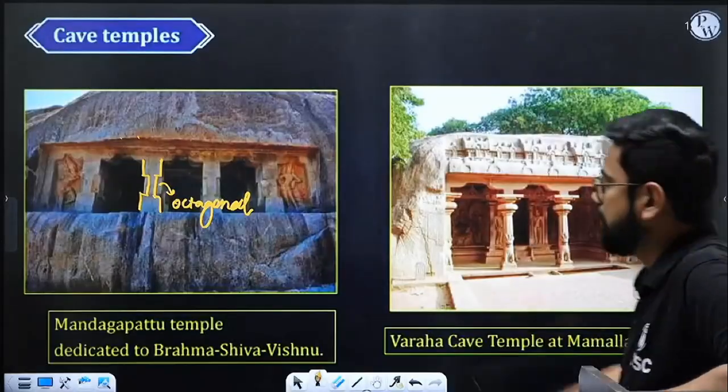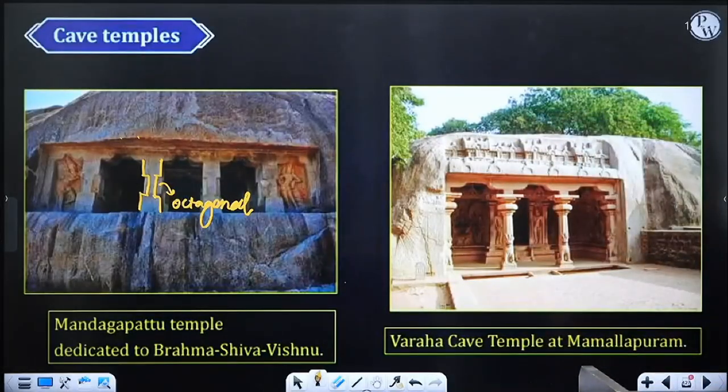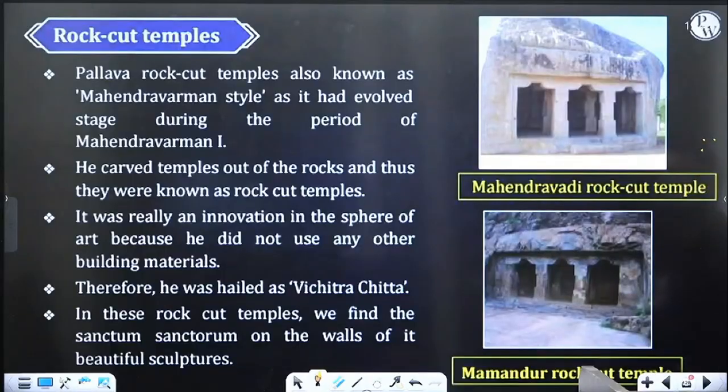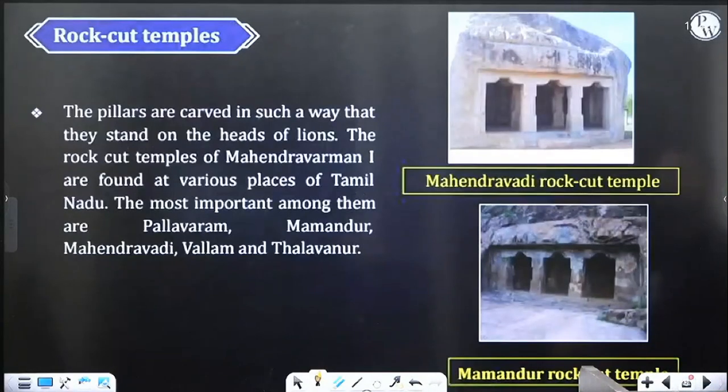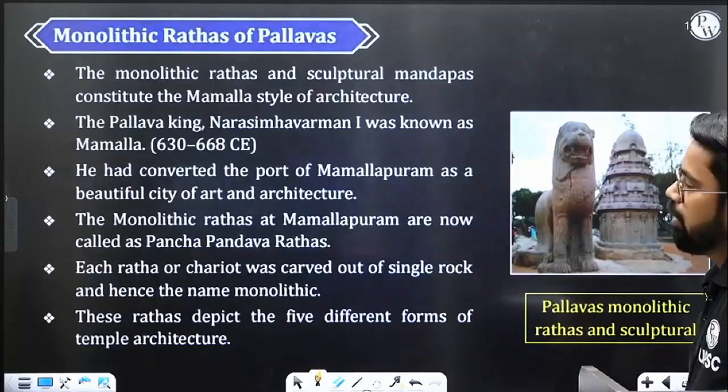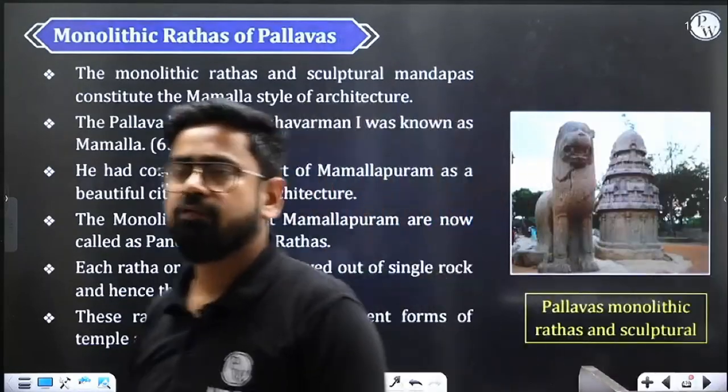Initially this is Mandagapattu temple. This is Brahma Shiva Vishnu. This is Varaha cave temple, Mamallapuram. Then this is Mahendravadi rock temple. So initially they are making very simple caves, and this is mainly dedicated to Mahendravarman, the first king. Vichitrachitra, Mamandur rock temple. Then we have monolithic Rathas of Pallavas. So let's continue tomorrow. We'll talk about this tomorrow.